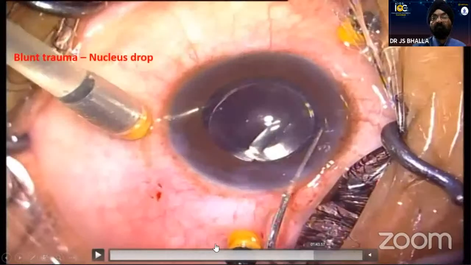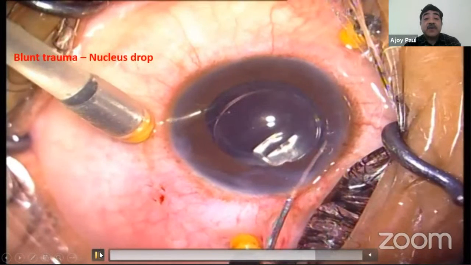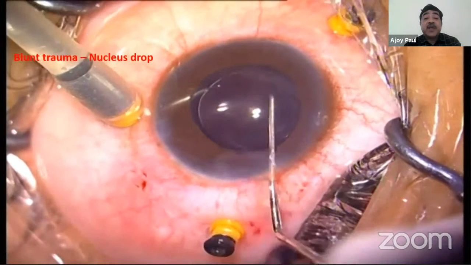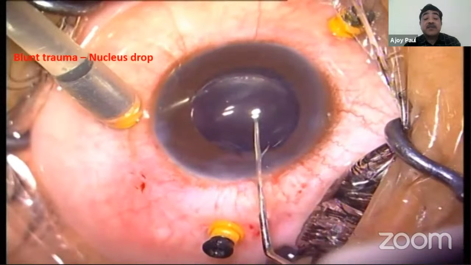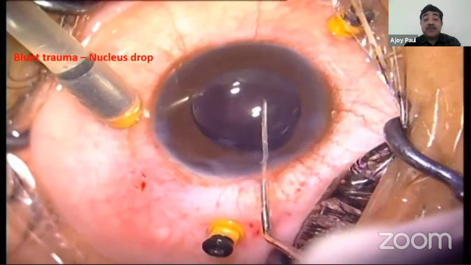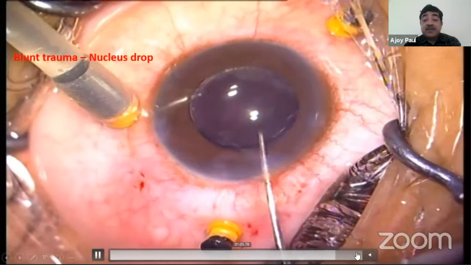Yeah, so lenses in the sulcus. Well, again, a capture. The optic capture is done. That's the preferred method. Once that is done, the lens is well set.